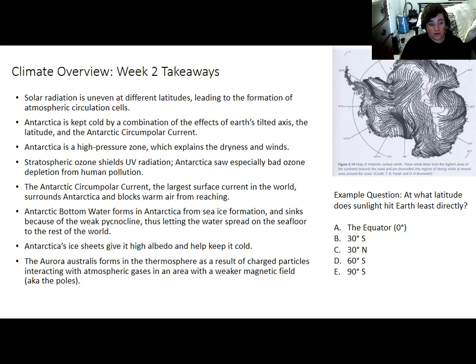Now, in terms of deep ocean circulation, the most important point to remember about Antarctica is that Antarctica is where, in a number of locations, Antarctic bottom water forms. Antarctic bottom water forms as a result of sea ice formation, and the sea ice formation causes the remaining water to become saltier, and it sinks to the very bottom of the ocean and then spreads out as it moves north and helps distribute oxygen as well as nutrients to the world's oceans.